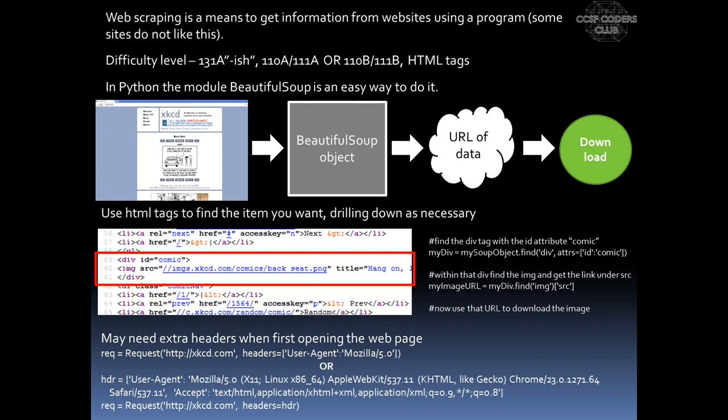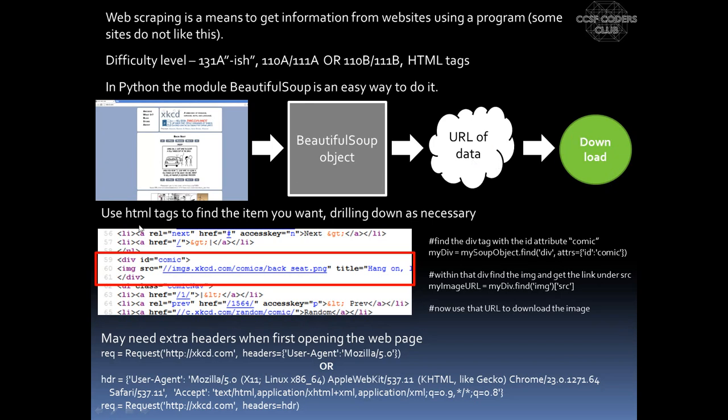Now in Python, the way that I'm using here to do web scraping is with a module called BeautifulSoup. It makes it pretty easy to do. And just an overview of how it works is you have the web page, and here I'm using XKCD as an example, and it's able to turn the web page into a BeautifulSoup object that you can dig through and find the URL or strings of data that you're looking for, and then you can either use those directly or you can download the content.